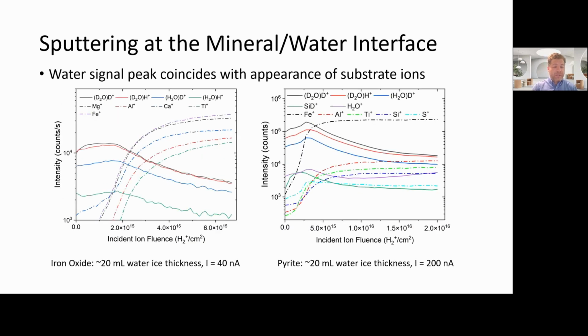Similarly, for the iron oxide and the pyrite samples, we always are seeing this peak in the water group species appearing, the maxima appearing as those substrate ions are growing in. So next slide.